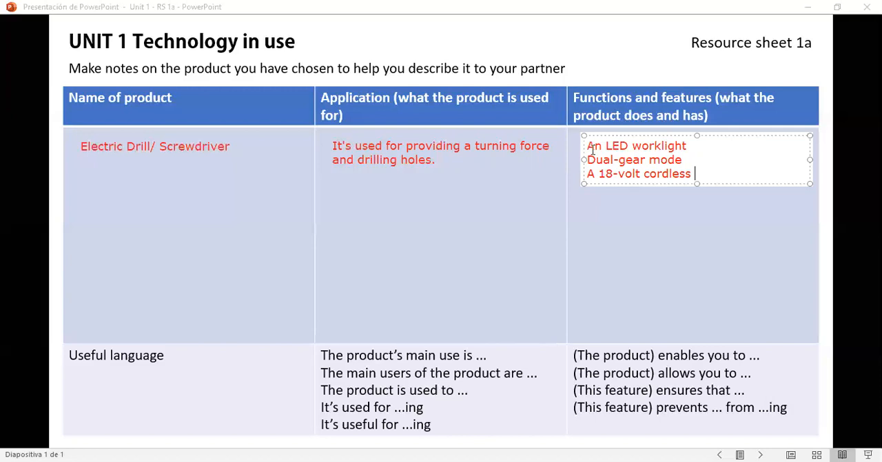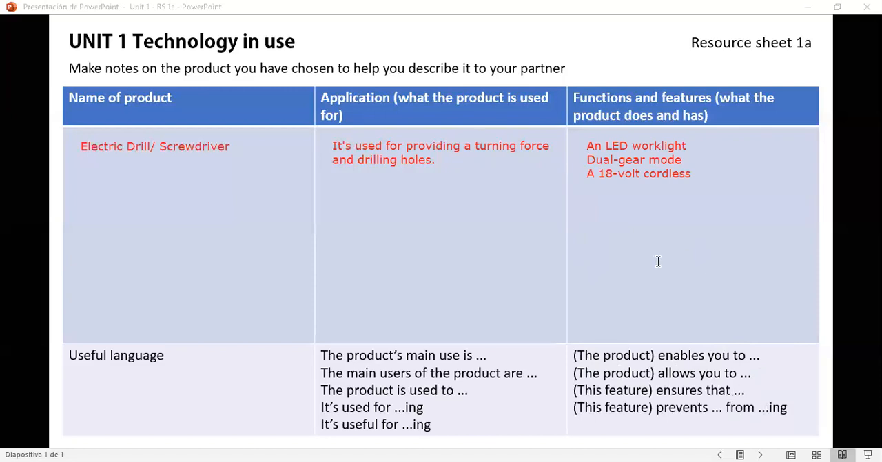It's not like those drills that you buy in the market for 200 pesos. No, it's a good quality drill. Good. And of course, I didn't use the phrases below. It says the product enables you to, the product allows you to, ensures that, and prevents from.